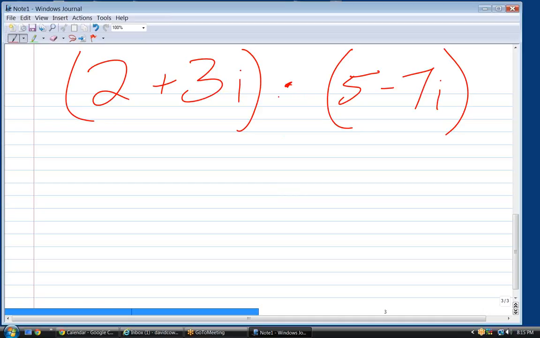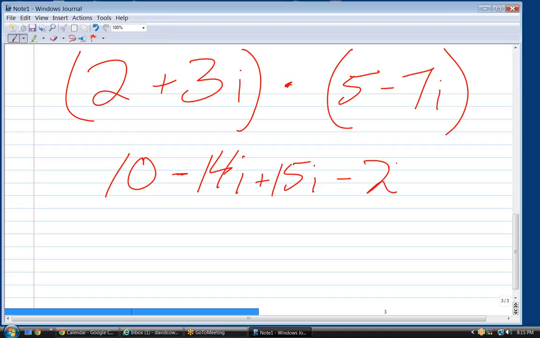Multiplication isn't hard. You just FOIL them. FOIL those for me. Okay, so we're going to multiply the 2 and the 5, so 10, plus 10 minus 14i plus 15i minus 21i squared. Okay.